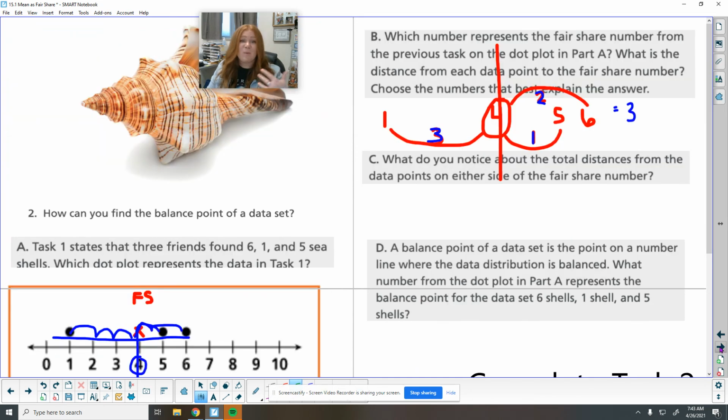That balance point and the distances all go together. The fair share and the balance point are the same number. The distances just tell us how far to get to the balance point from each point, and it should be the same on both sides of your balance point.